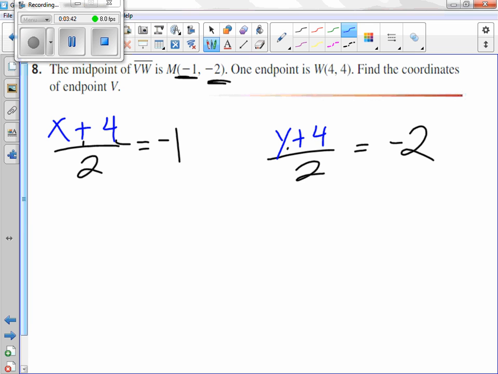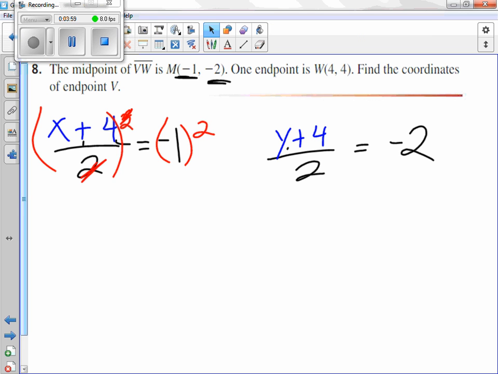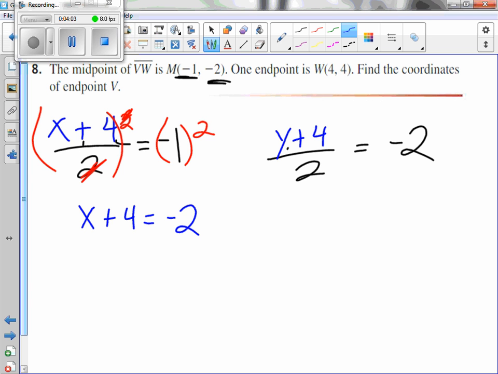So we have (x + 4)/2 gave us -1. (y + 4)/2 gave us -2. So we're going to solve for x, and then we'll solve for y. Now, the first step in solving for the x value of the midpoint is we're going to multiply both sides by 2. The reason we do this is this 2 and this 2 here cancel out. They simplify out, which leaves us with x + 4 is equal to -2.